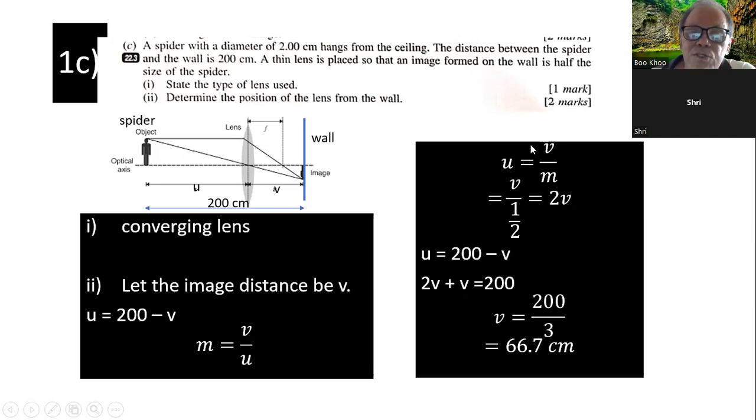Yep, from here, use the magnification formula. You are told that your magnification is half. That's why we write half here. So times 2 denominator, 2V; times 2 numerator. That becomes 2V. Then after that, put into your original formula. Here, you got U is 2V. Put it here. Take the V across there. So 3V equals 200. So V is 200 divided by 3. Yep. Which one is not clear? You are still very weak.